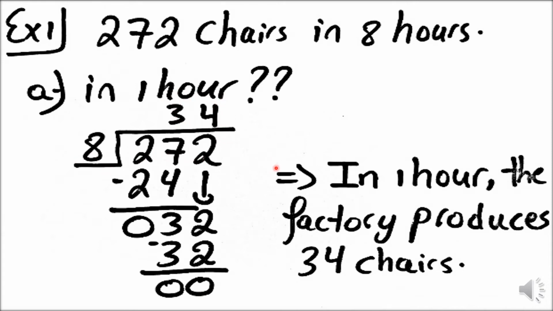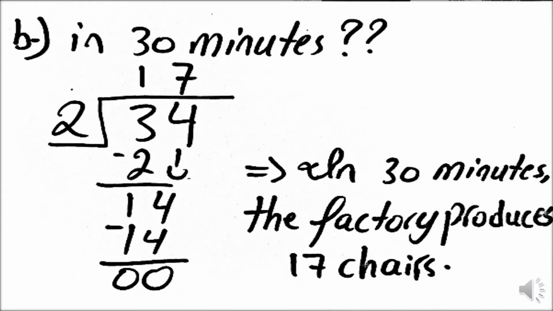Please don't forget to write the complete answer. The question was, how many chairs does it produce in 1 hour? So in 1 hour the factory produces 34 chairs. In part B, how many chairs does it produce in 30 minutes? 1 hour equals 60 minutes. So I just divide the number of chairs that the factory produces in 1 hour by 2 to get the answer. So 34 divided by 2.